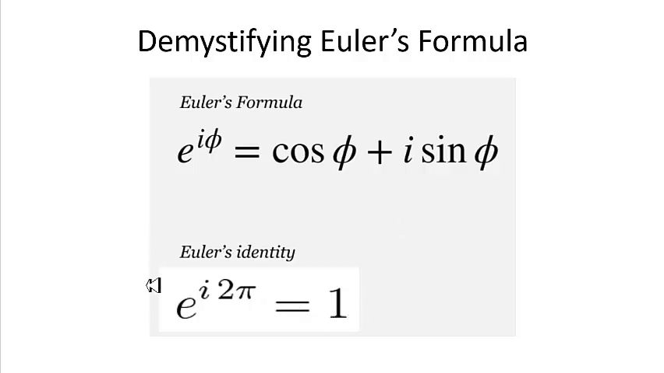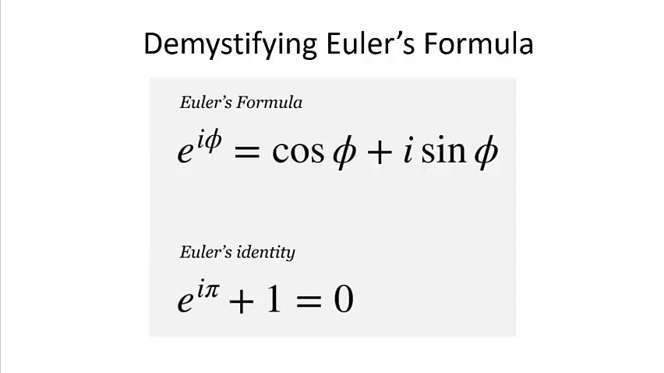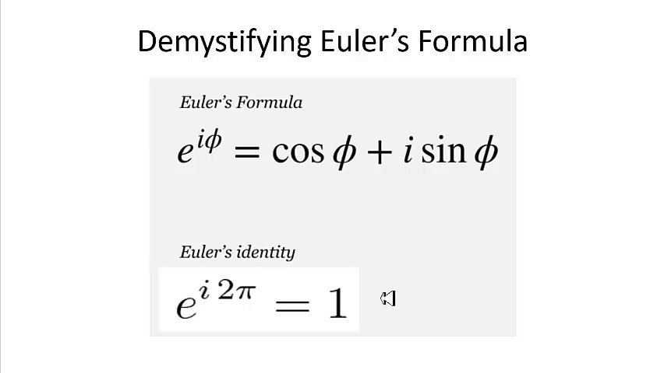So it would have made more sense to me if they had called this Euler's identity. I'm not sure why they did this. This does not correspond to an identity in my opinion. So I prefer this one. This is actually very useful because this is equal to 1 cycle.